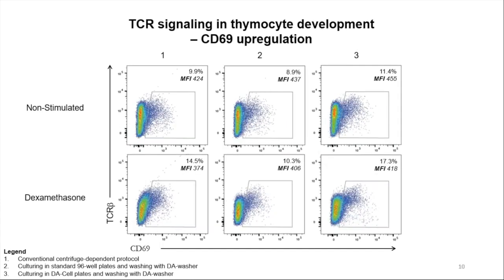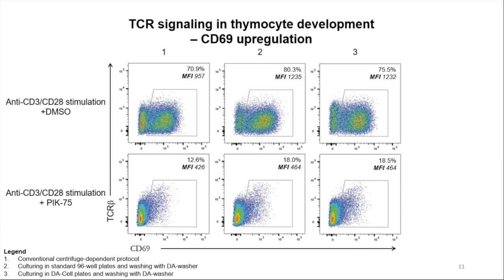Another activation marker that we looked at was CD69. For the non-stimulated and dexamethasone treated samples, CD69 was not expected to be upregulated in this case, as they were not stimulated. For the stimulated samples, CD69 levels were upregulated, and again, the treatment with PIK75 suppressed this upregulation of CD69.